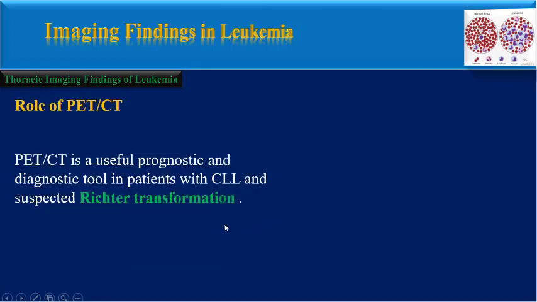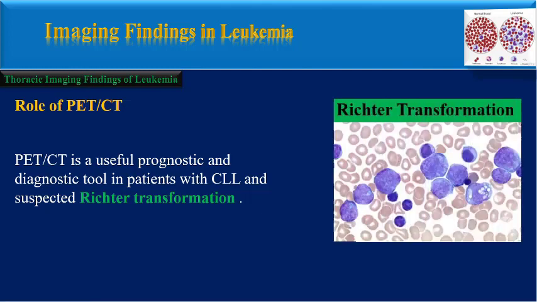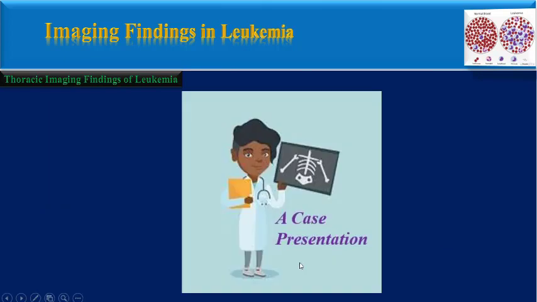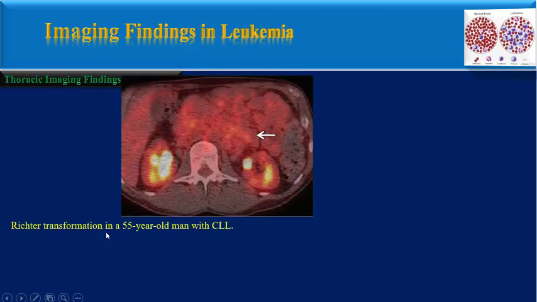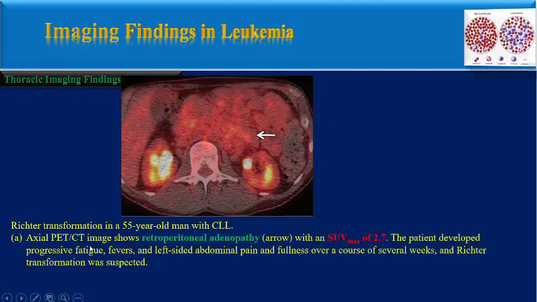PET-CT is a useful prognostic and diagnostic tool in patients with CLL and suspected Richter transformation. Another case presentation: Richter transformation in a 55-year-old man with CLL. Axial PET-CT image shows retroperitoneal adenopathy with a maximum standardized uptake value of 2.7.